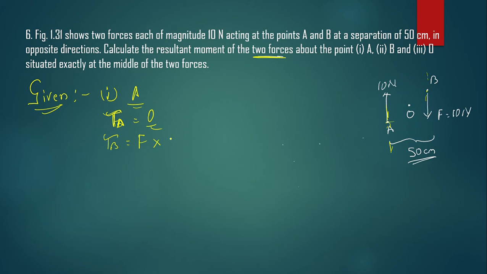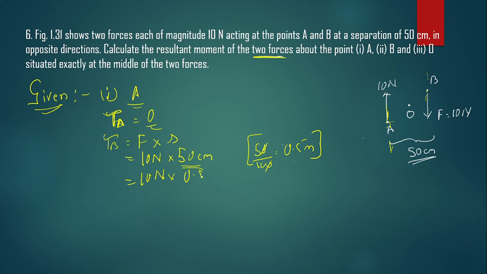force into perpendicular distance. Force is how much? 10 Newton into perpendicular distance is how much? 50 centimeters. Now remember one thing, distance we have to convert into meters. So we know 50 centimeters, you divide it by 100 to get meters. 0, 0 cancel. This 0 will jump over here. It will give us 0.5 meters. So we'll multiply this with 0.5. So 10 Newton into 0.5 meter.